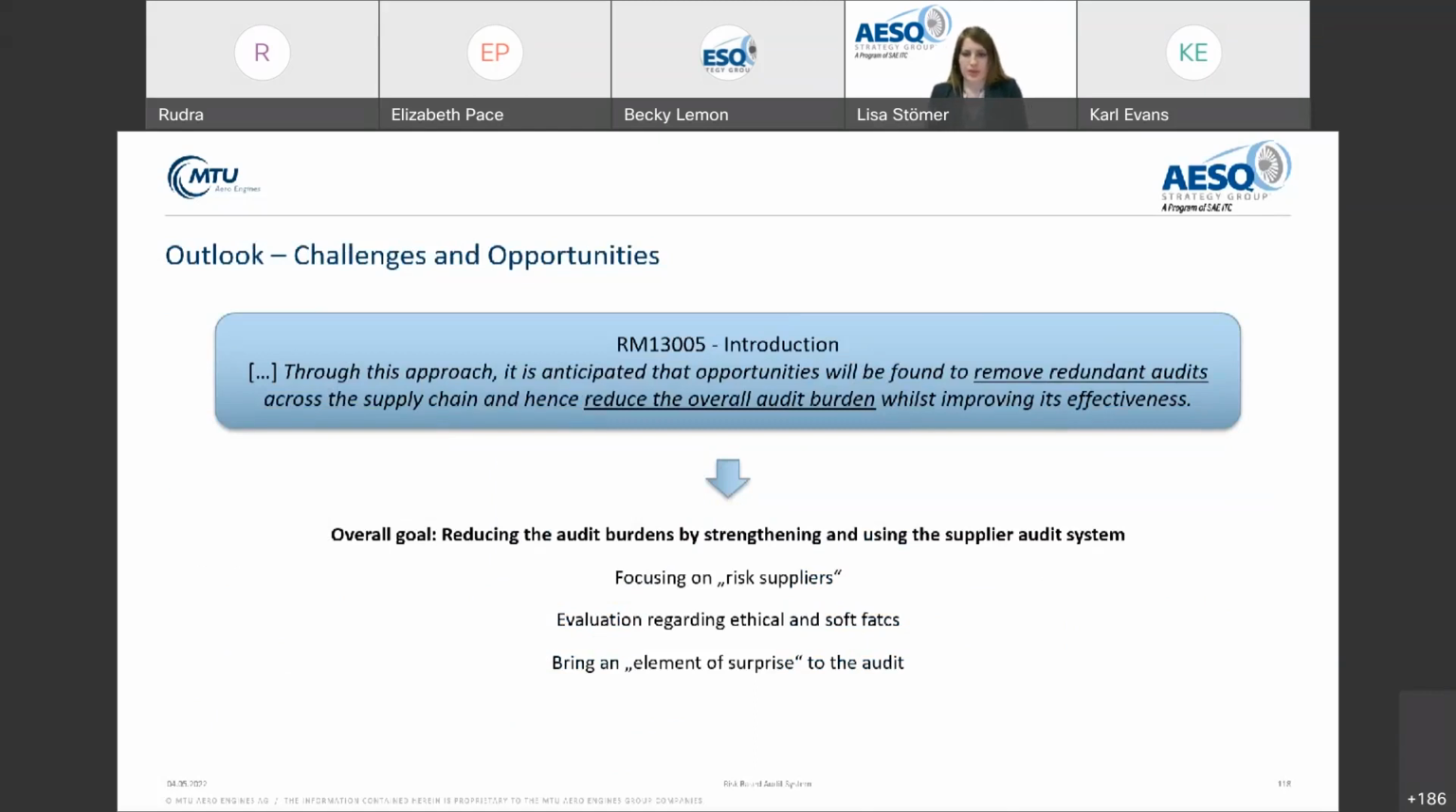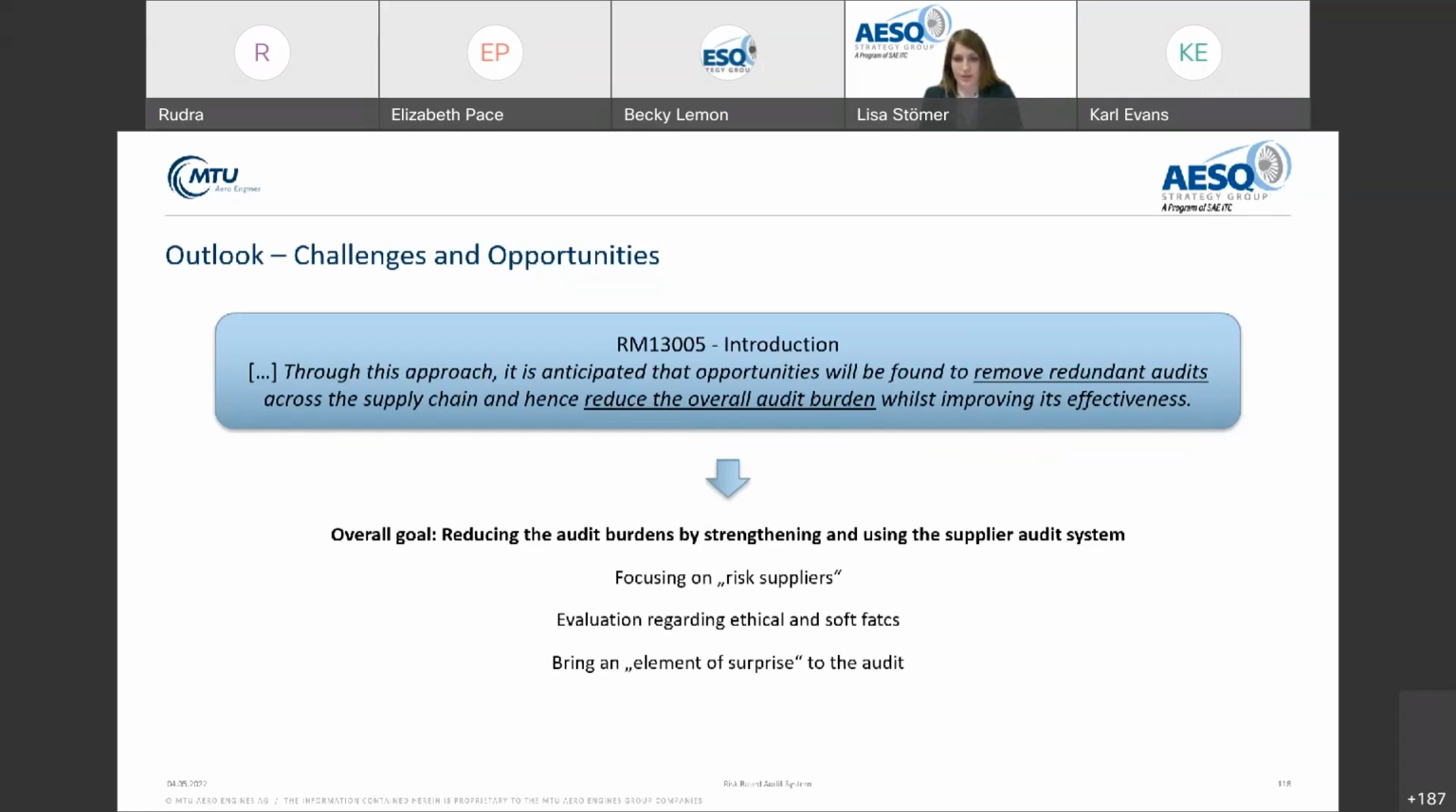I would like to end with an excerpt from the introduction part of the reference manual. The manual states, through this approach, it is anticipated that opportunities will be found to remove redundant audits across the supply chain and hence reduce the overall audit burden whilst improving its effectiveness. So we want to reach the overall goal to reduce the audit burdens by strengthening and also using the supplier's audit system. For this, the precondition, of course, is to have a relationship of trust between both.